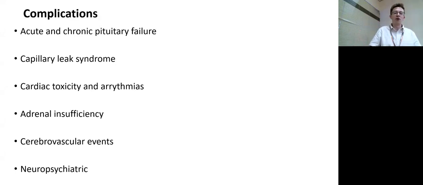Cardiac toxicity and arrhythmias is really an under-investigated area, and actually something which probably would benefit from a thesis to look at that in itself, because are we misinterpreting transient cardiac toxicity in Russell's viper patients? Possibly. That might contribute to the hemodynamic instability. Adrenal insufficiency, cerebrovascular events, and the neuropsychiatric complications that may occur after envenoming.